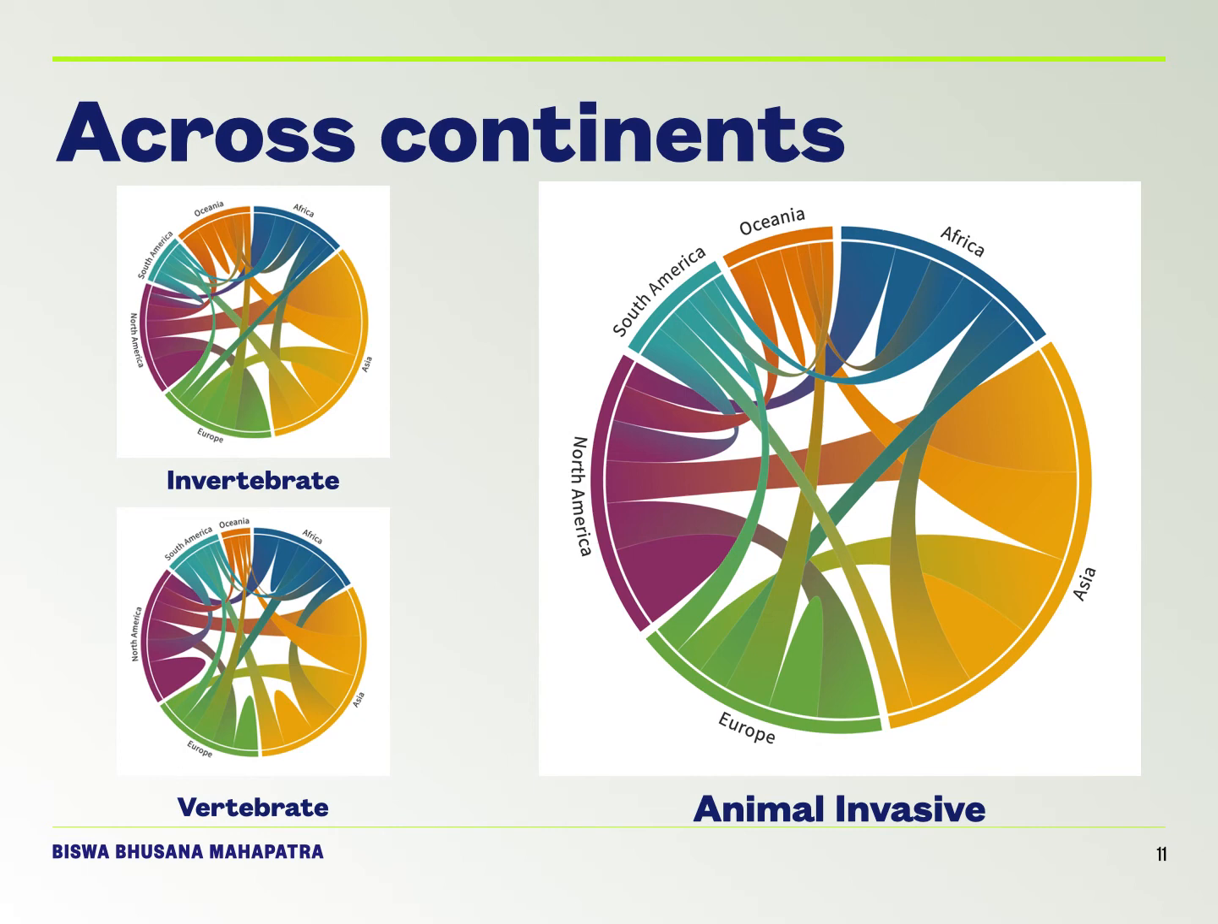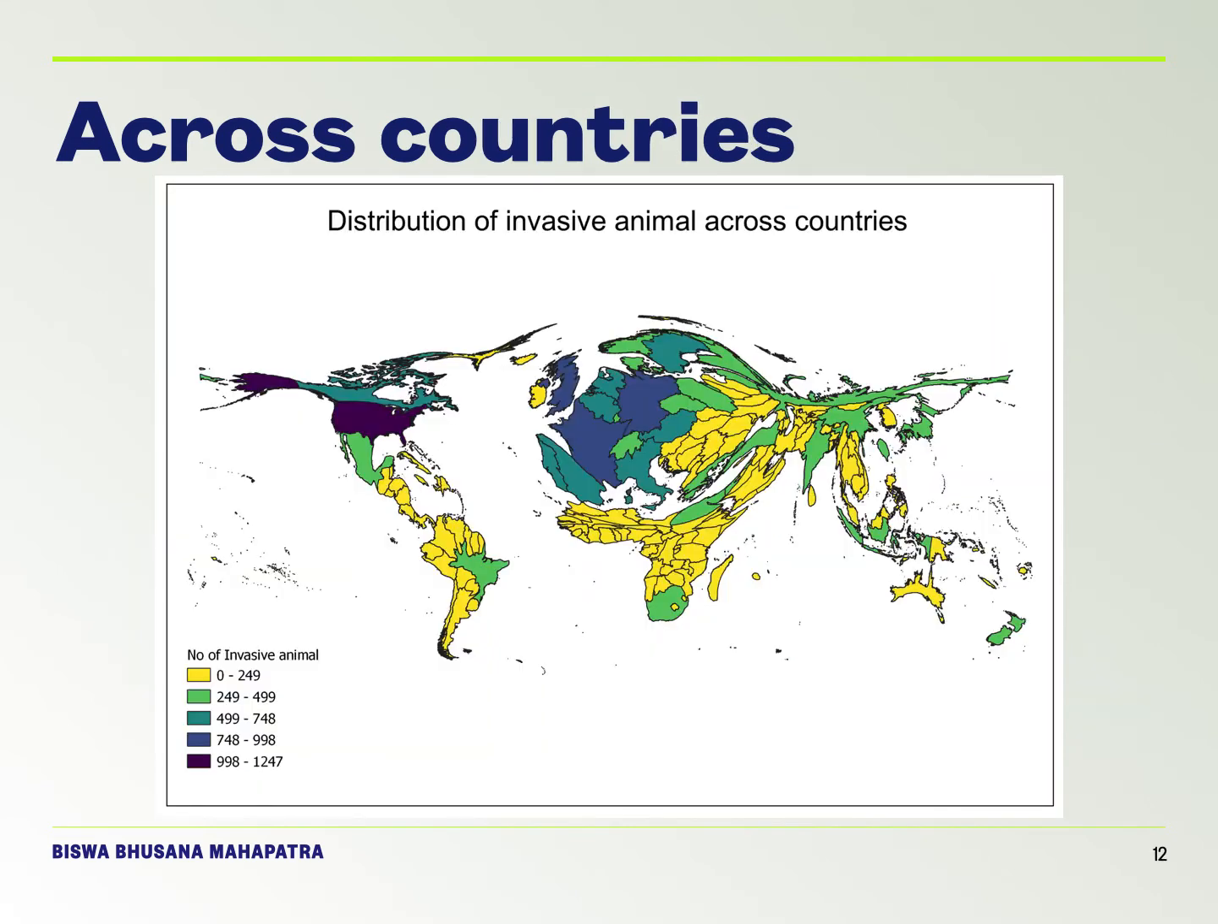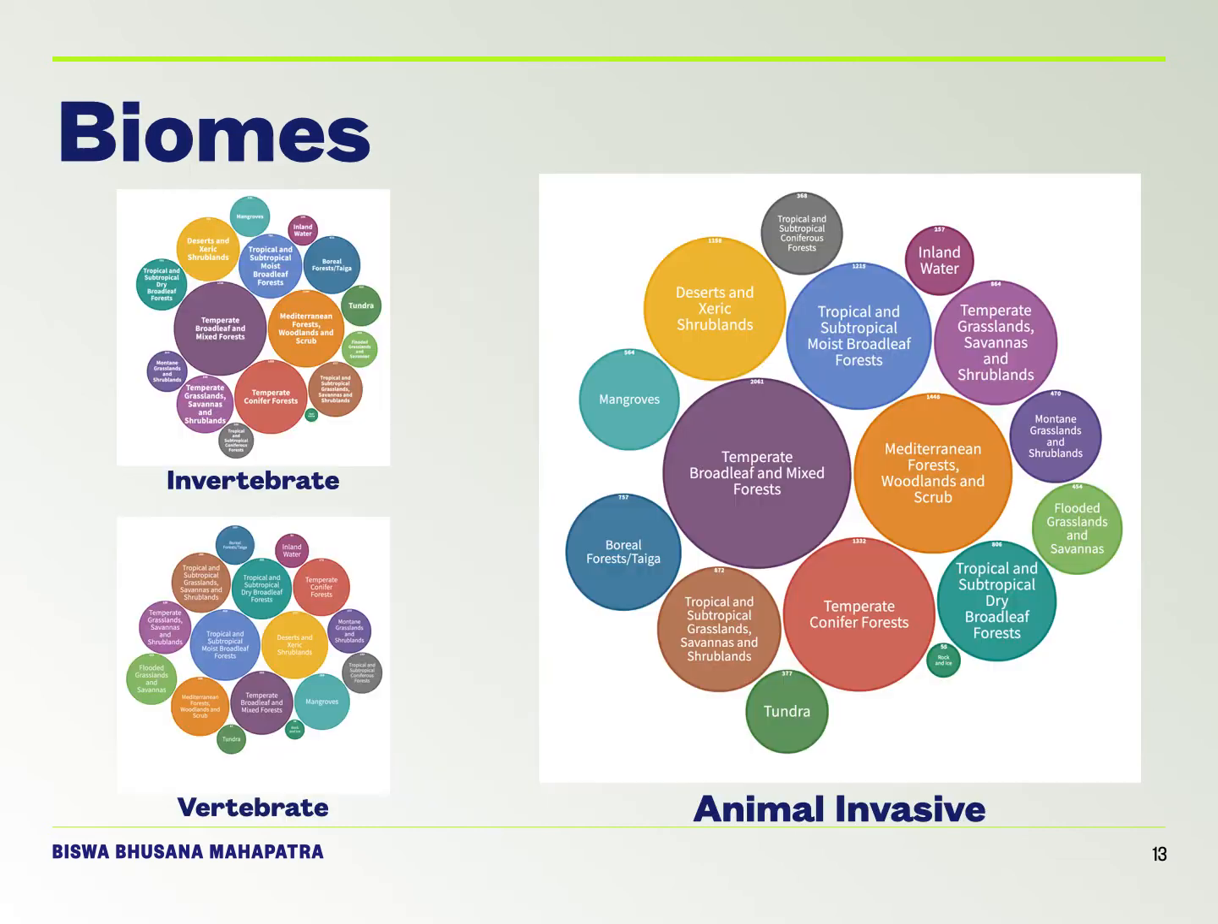Here, the thicker line represents the most number of invasive species introductions, and that is the case between North America and Asia. The skewed maps show number of invasive species per unit area for each country. Most of the European countries and islands have a higher number of invasive species than other parts of the world. However, the US has the highest number of invasive species.